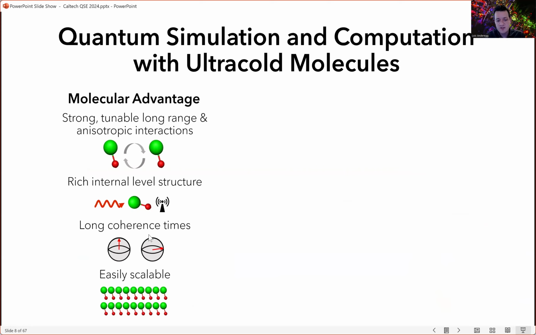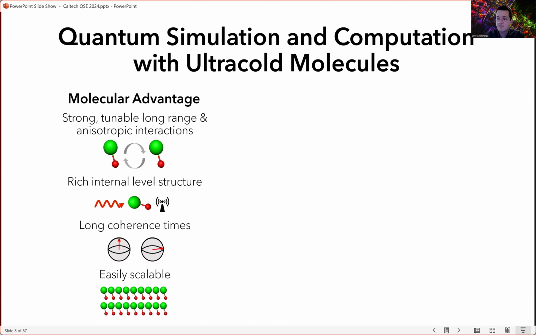And the fundamental reason for this is the fact that molecules have this long-range interaction within the ground state of these molecules. So rather than being, for example, some short-lived metastable state, because you're in the ground state, this kind of naturally gives you these long coherence times. And finally, just like ultracold atoms, all ultracold molecules are, of course, quantum mechanically identical, which means that this allows you to be quite easily scalable to large system sizes.